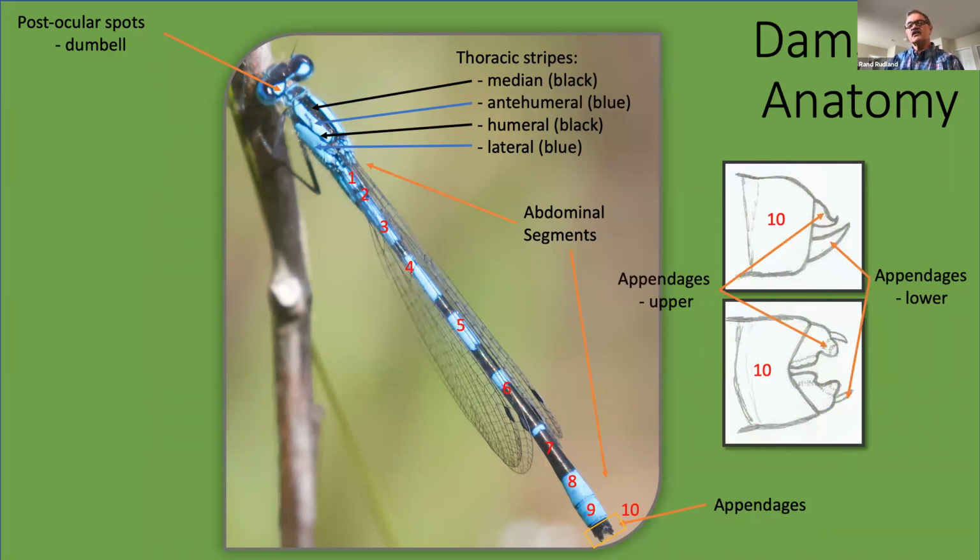The appendages, these are drawings. I'm not an artist, obviously, but you get the idea. And the shape of the upper and the lower appendages determine your species, especially in the damselflies. So you can imagine how difficult it is to get a photograph that shows that. But if you persevere and try to get directly behind and above, you will be able to occasionally at least get a good enough look to help with the identification.